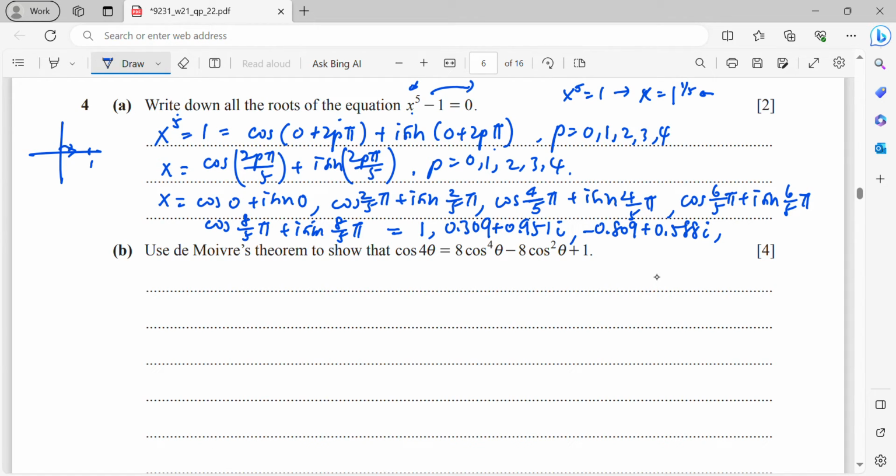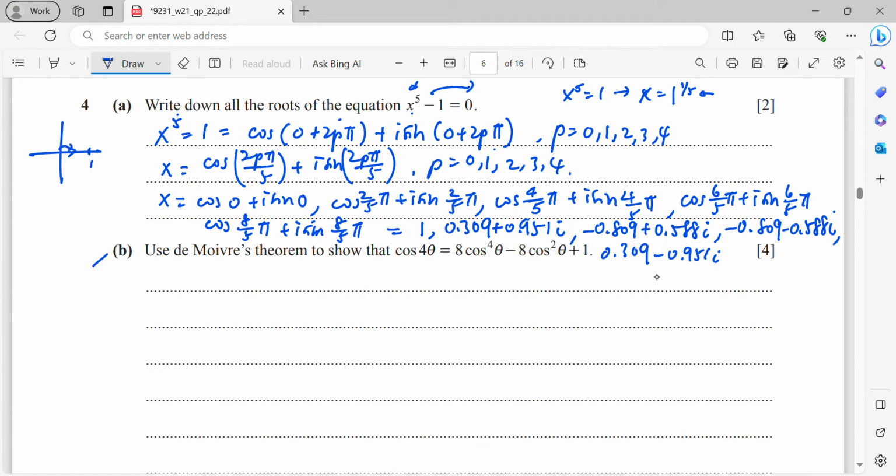And then negative 0.809 plus 0.588i. And then negative 0.809 minus 0.588i. And the last one is going to be 0.309 minus 0.951i. So you should get 5 values: 1, 2, 3, 4, 5. Okay, so these are the 5 roots for part A.